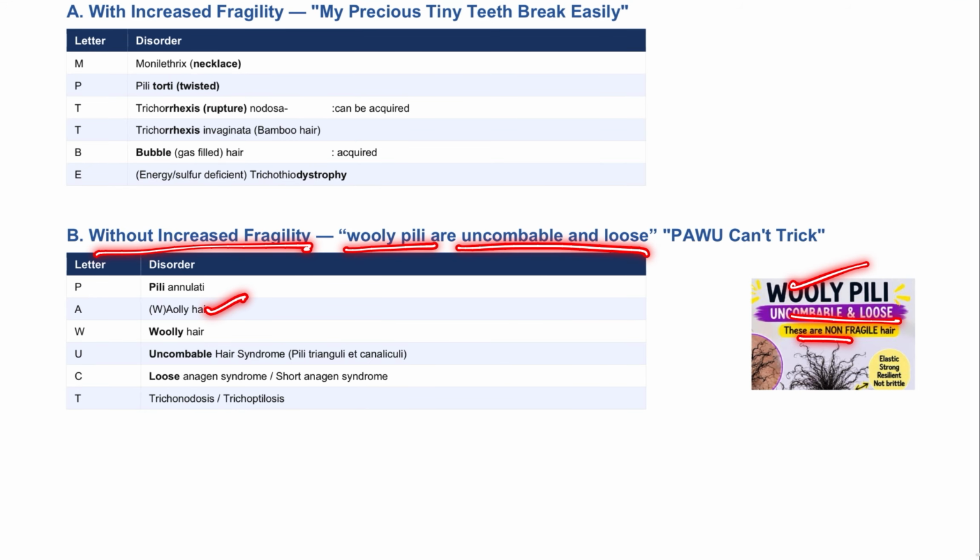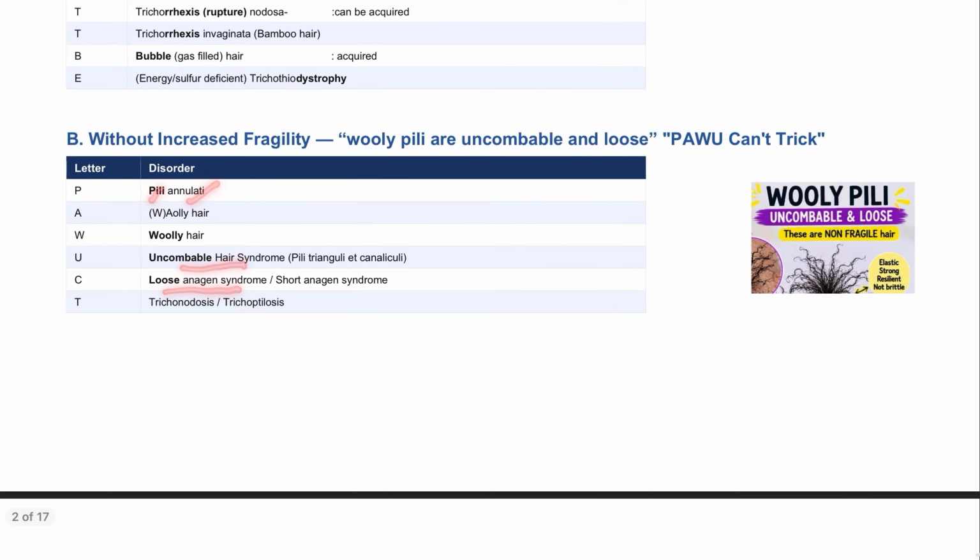So woolly hair, pili annulati, uncombable hair syndrome, and loose anagen syndrome.